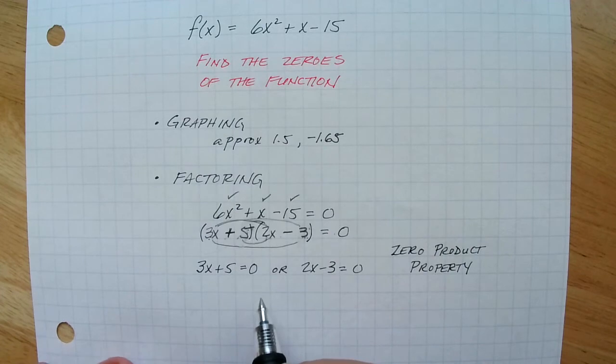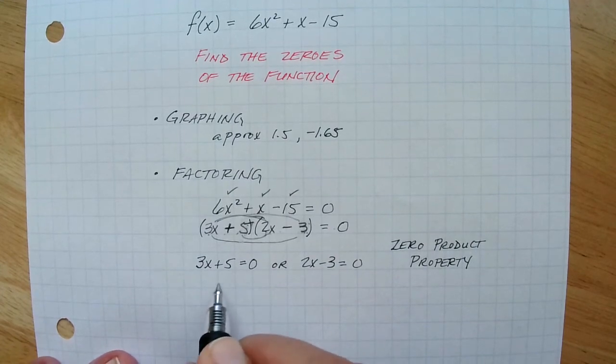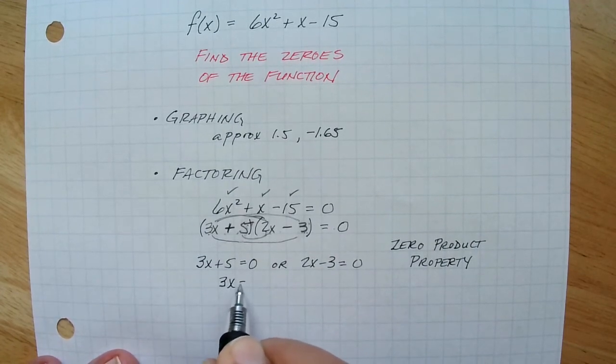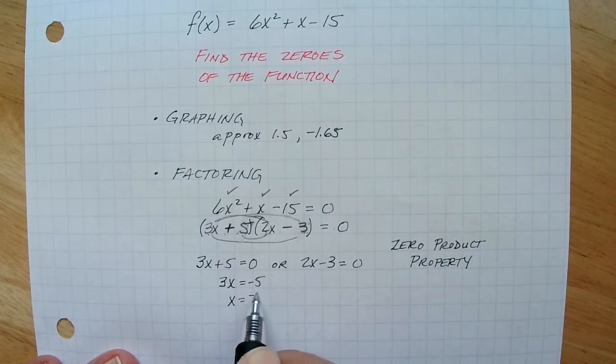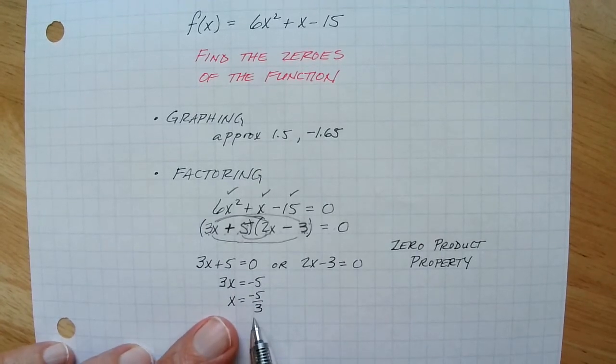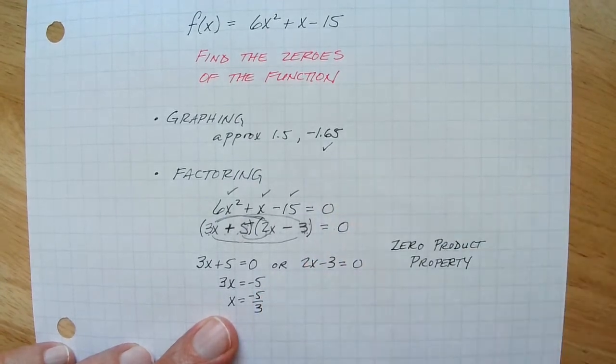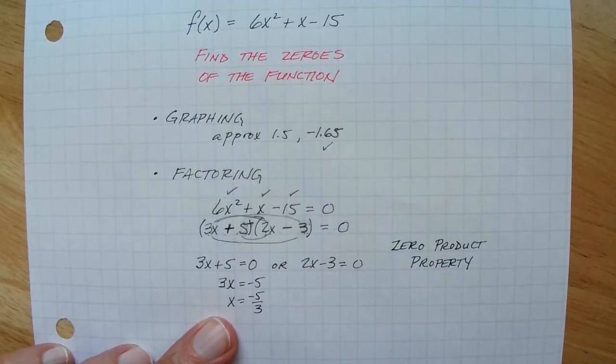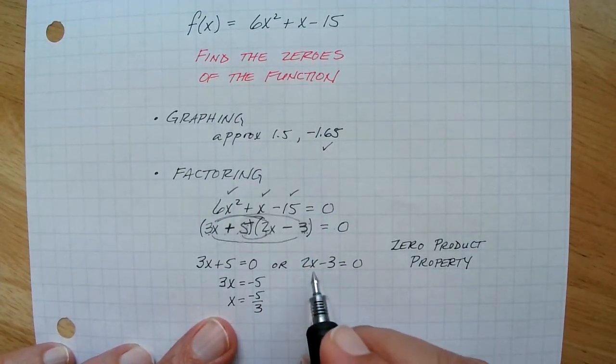And so now you solve each case. So you take away 5, you have 3x equals negative 5. Divide by 3, you have x equals negative 5/3. Now that's pretty good because that's negative 1.66, 1.67, and that kind of goes with what my graph suggested up here. And then we'll try the other case.